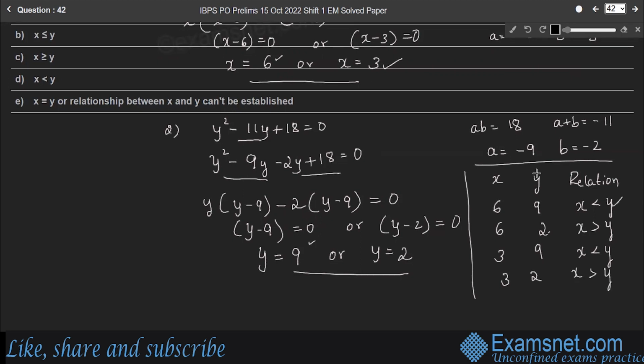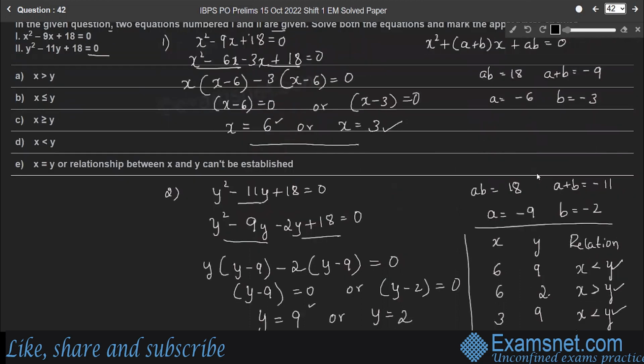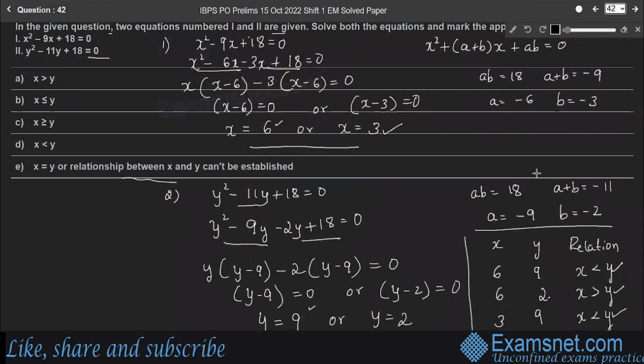So in two cases, the first and third, x is less than y. In the other two cases, x is greater than y. Therefore, the relationship between x and y cannot be determined here, cannot be established. Option E is the answer. Therefore, option E.